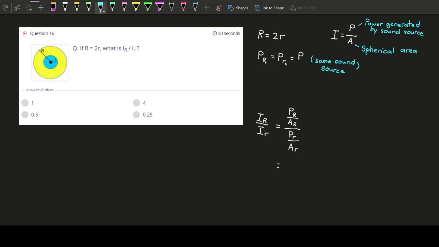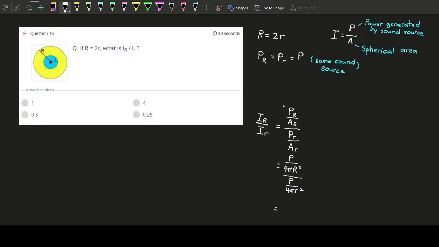With that known, the rest will be just algebraic manipulation. So P over A_R. How do you find the spherical area? 4 pi r squared. So this one will be 4 pi R squared. Then you divide it with, again, the same P because same sound source, over area 4 pi, now it's small r squared. It's just substitution for the spherical surface area.